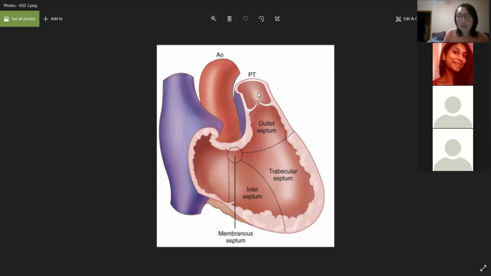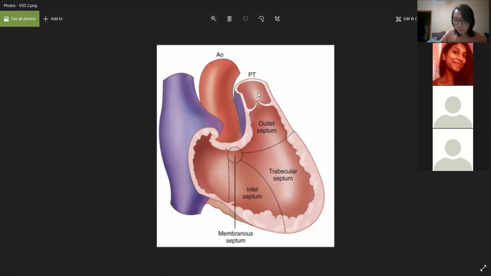And you hear wide S2 split in VSD. And if we have time, we'll talk about ASD. In ASD, you see that there is wide fixed S2 split, and that is very characteristic of ASD, but later on when we talk about ASD. All right, let's stay on VSD.